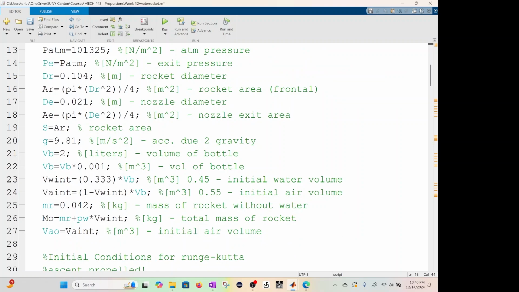Acceleration due to gravity, the volume of the bottle, so 2 liters. I converted that to meters cubed. These two are initial water volume, initial air volume, and we can get rid of these. So you can change these and mess around with the data. Okay. Mass of the rocket without water, total mass of the rocket. Okay, and again, I neglected the air because it's not going to add much. And then initial air volume.